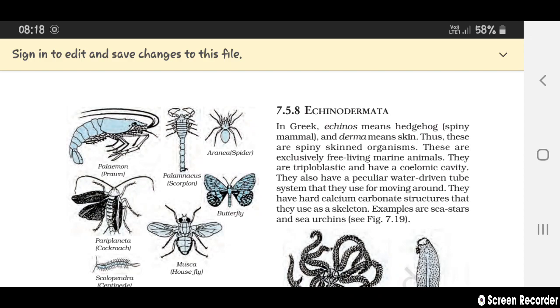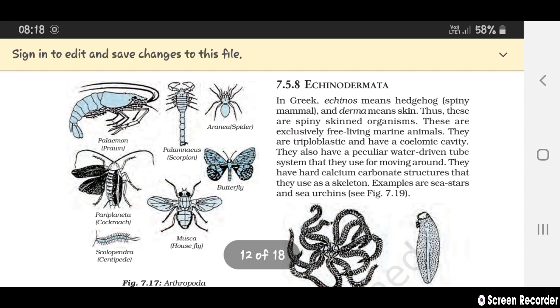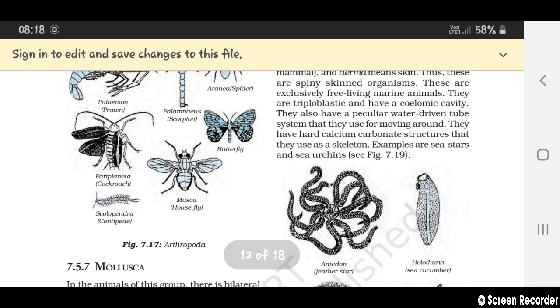They are triploblastic and have a coelomic cavity. They also have a peculiar water vascular system that helps them to move around in the water, as they are marine animals. They have a very hard calcium carbonate structure that they use as a skeleton. Some of the examples are sea stars and sea urchins.